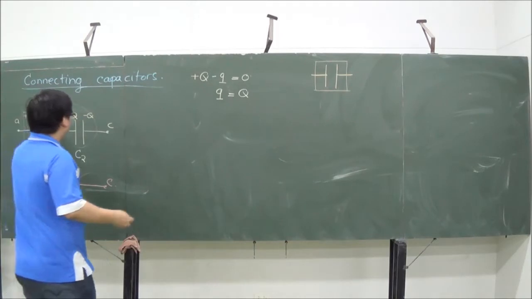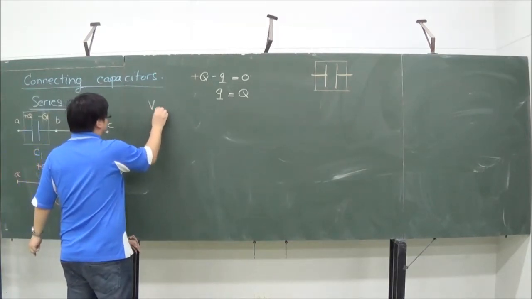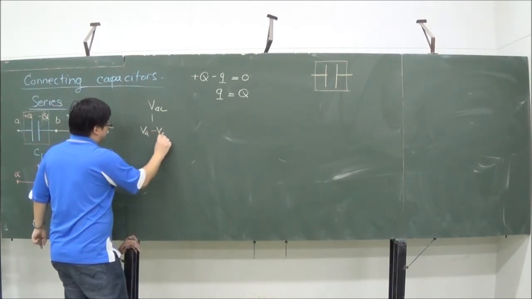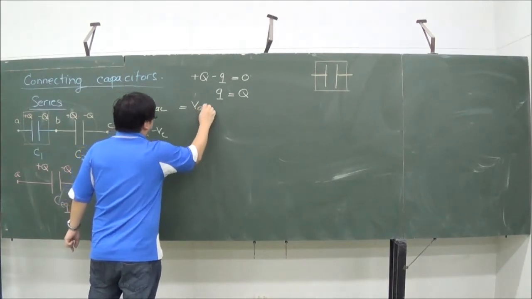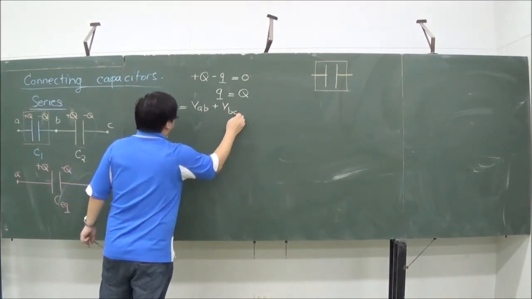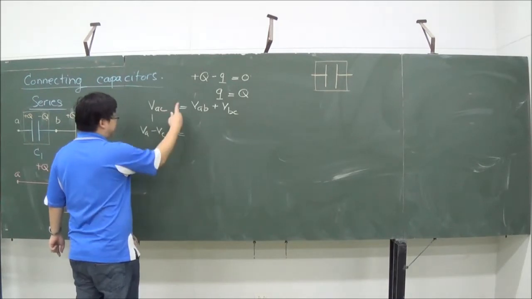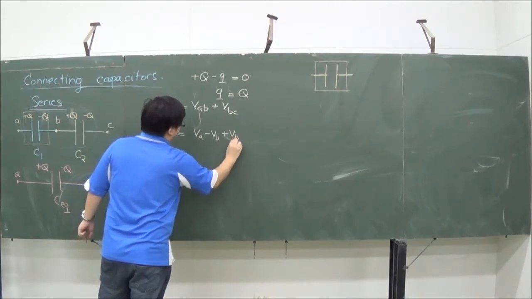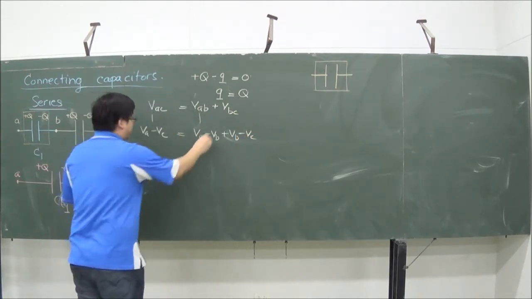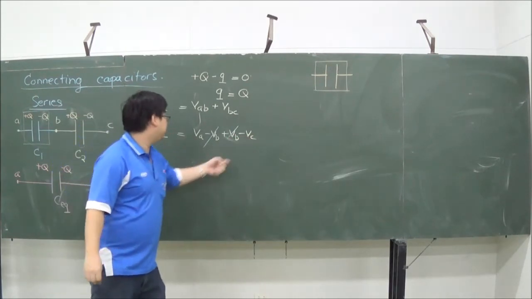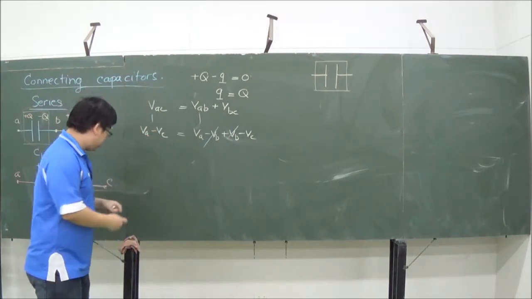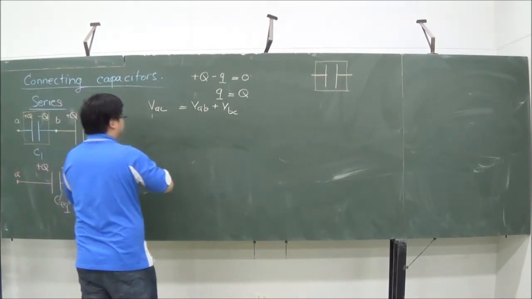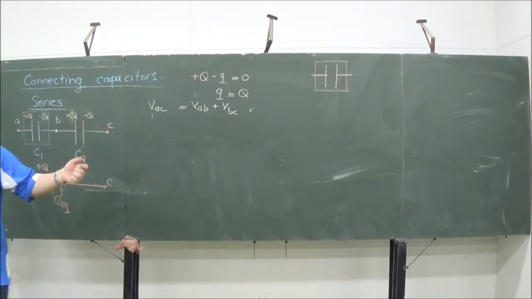What we can write down, we can show that VAC, which is VA minus VC, equals VAB plus VBC. And if you expand this, you will understand why. So you get VA minus VB plus VB minus VC, and you cancel these two, so you get VA minus VC, and on the left you get VA minus VC as well. So that's why this equation here is correct. So give it a tick.